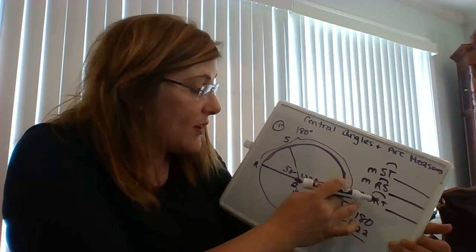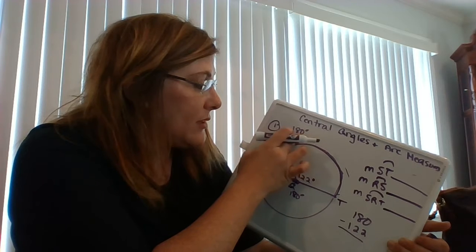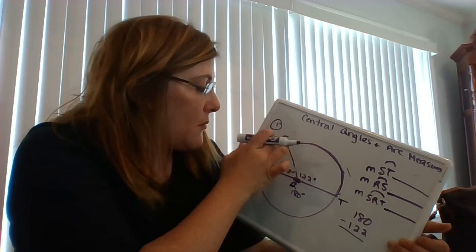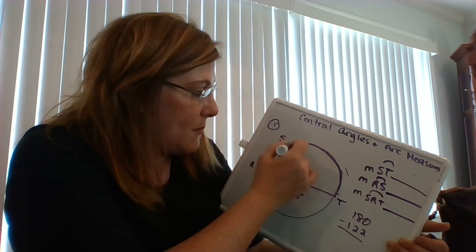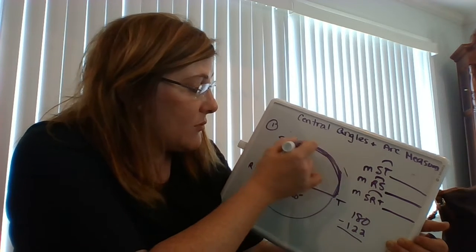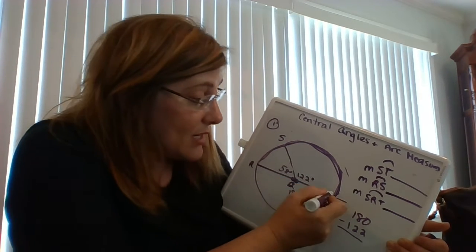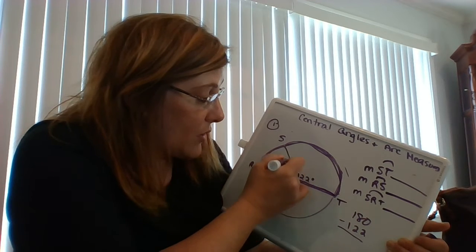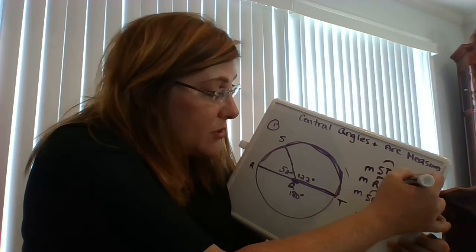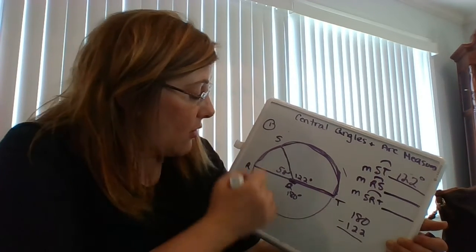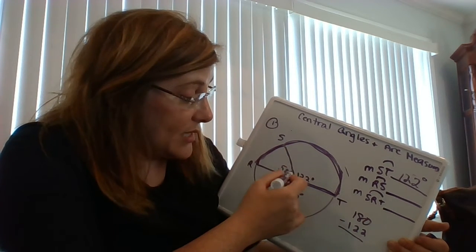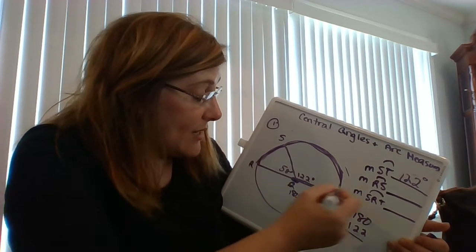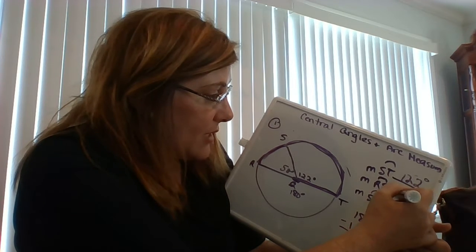So now we have to find the measures of the little arcs. So the little arc says arc ST. This one's a minor arc, and it equals the same degrees as its central angle. So it's 122 degrees. RS is this little piece right here. It equals the same degrees as its central angle, which is 58 degrees.